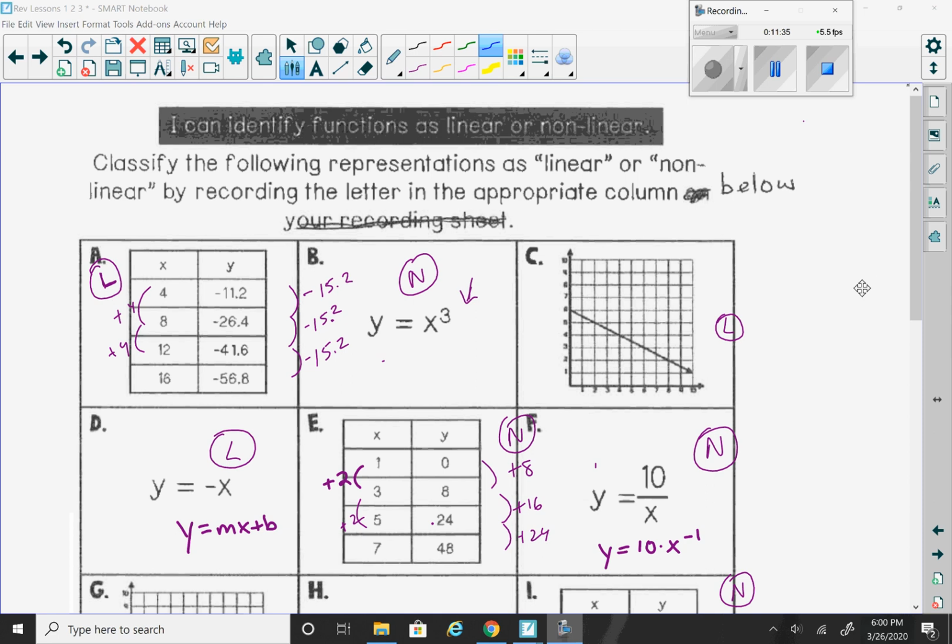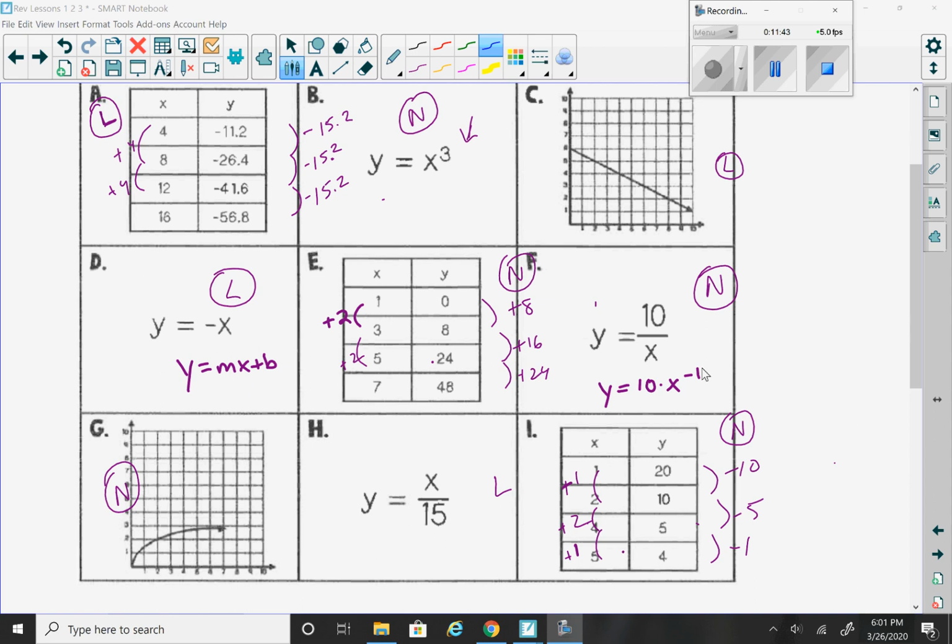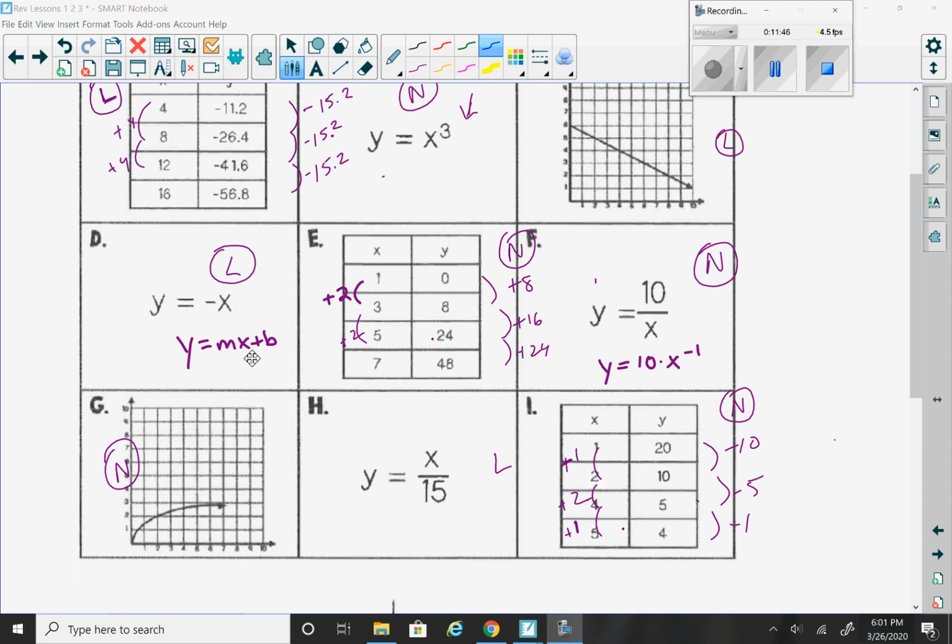So here are my answers. Letter B, I said it was not linear. You can tell because you have the exponent on x. C is definitely linear. That's a straight line. D is linear because it's in that slope-intercept form. There just is no y-intercept. Letter E, I can see here the x went up by 2, the y went up by 8, but then the x went up by 2 and the y went up by 16.